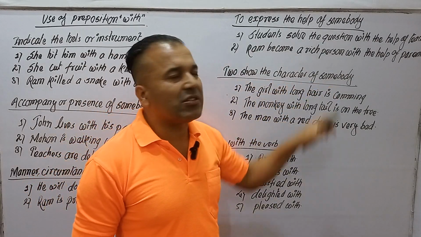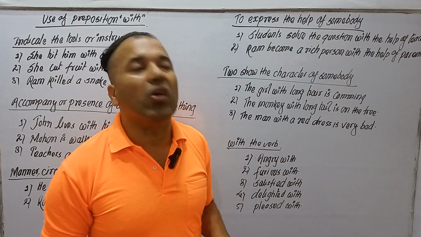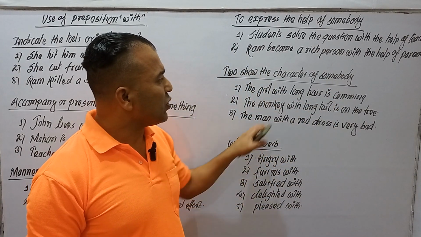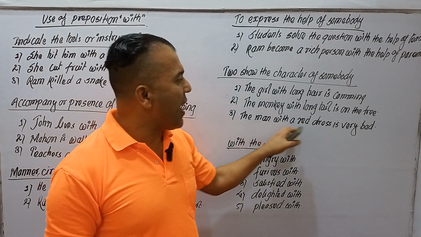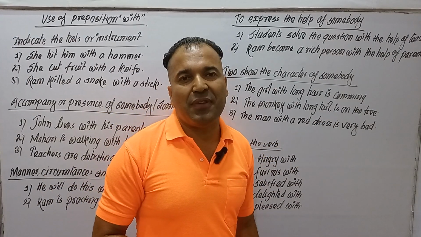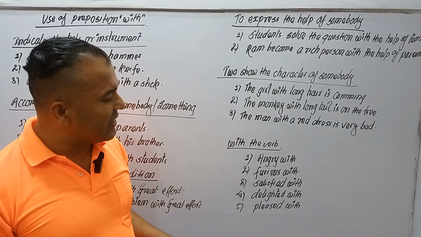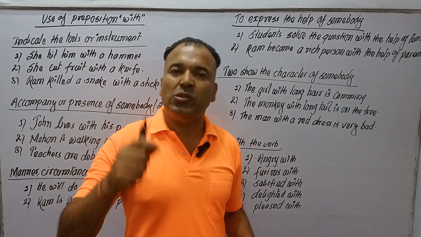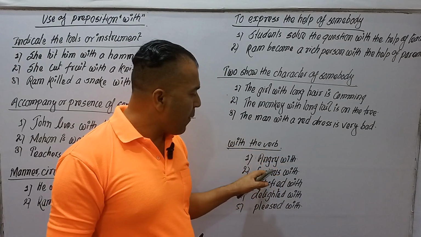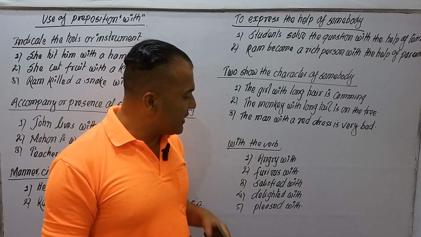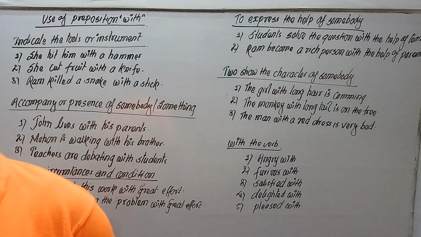To show the character of somebody: the girl with long hair; the monkey with a long tail; the man with the red dress is a very bad character. Angry with, furious with, satisfied with, delighted with, and pleased with. With the verbs angry with, furious with, satisfied with, delighted with, and pleased with. Alright, do you get it?